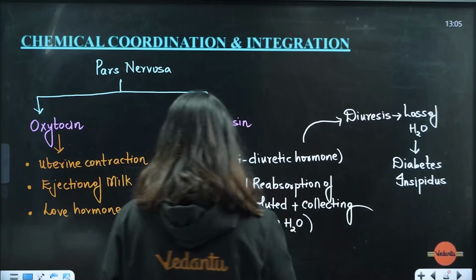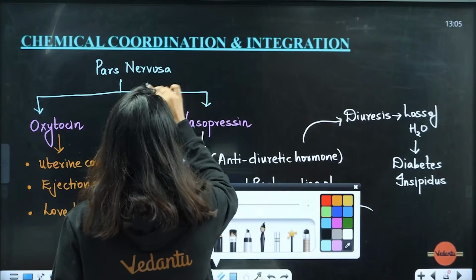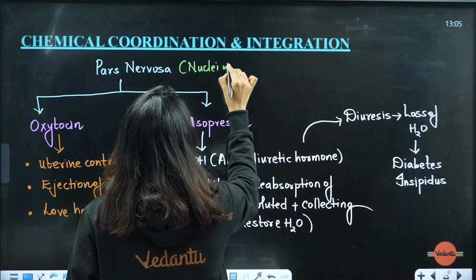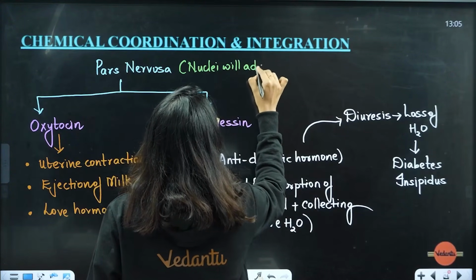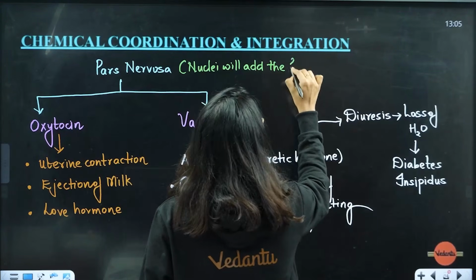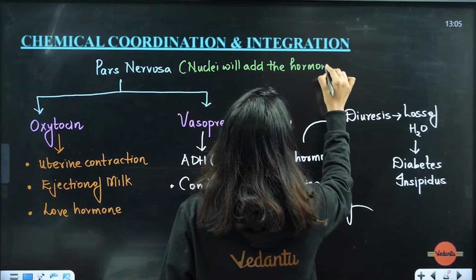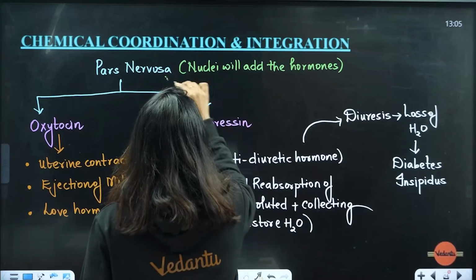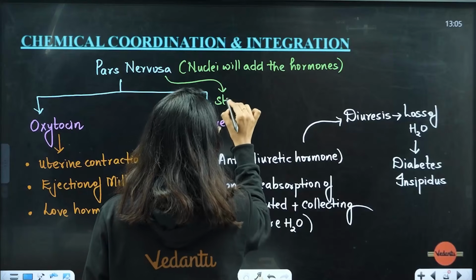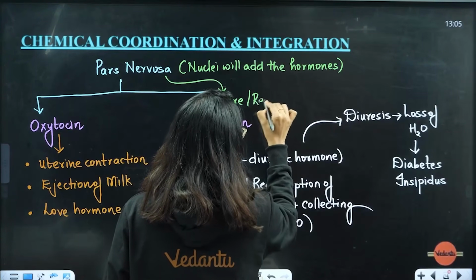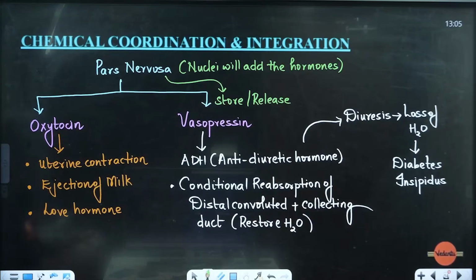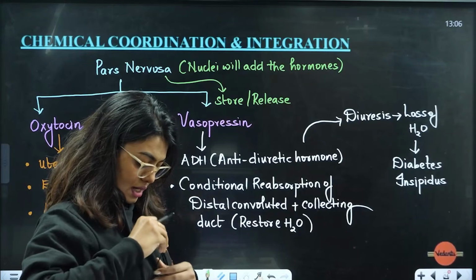Now remember these two hormones are actually synthesized in the neurosecretory nuclei of the hypothalamus, and the pars nervosa's main job is just to store them. This question has come, that's why I'm stressing so much. Its job, students, is to store. After that when the hypothalamus signals that it is time to release, at that time these will get released. So store and release is the function. Synthesizing is not its function. Clear?